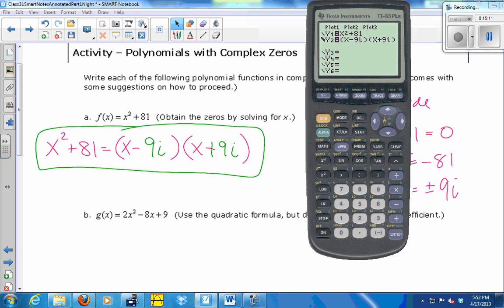So I've got to think about my window here. X squared plus 81 is like x squared, but shifted up 81 units. So negative 10 to 10 might be good for x, but for y, I have to go up 81 units to see anything. So maybe I'll go like 75 to 95, something like that.